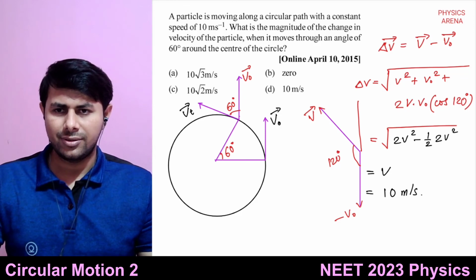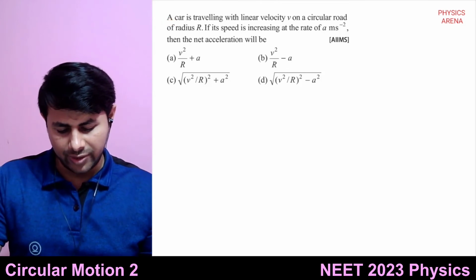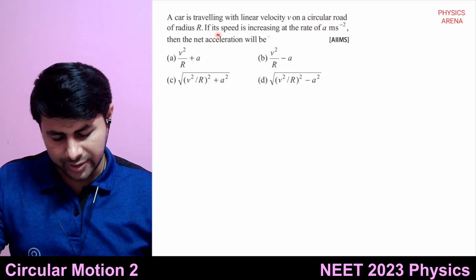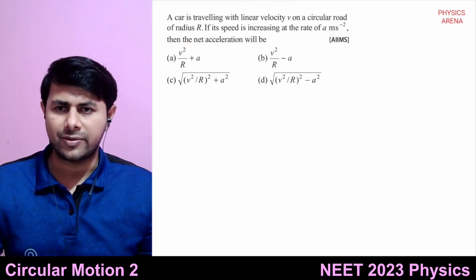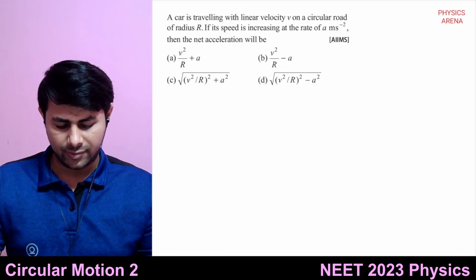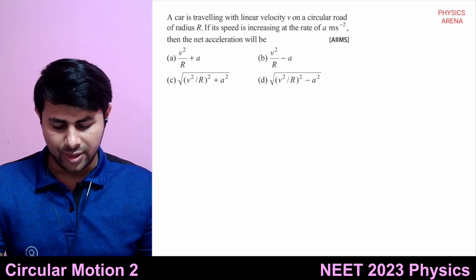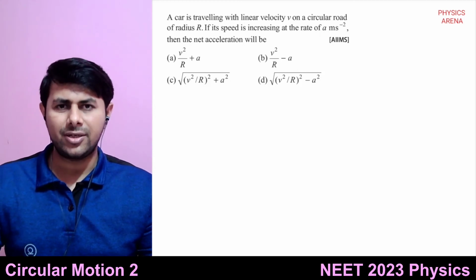Yes, sir. So let's see the next question. A car is traveling with linear velocity v on a circular road of radius r. If its speed is increasing at a rate of a meters per second squared, then the net acceleration will be a means. Tell me. Speed is increasing at a rate of a meters per second squared. So which acceleration is this? Is it tangential, centripetal, or total?